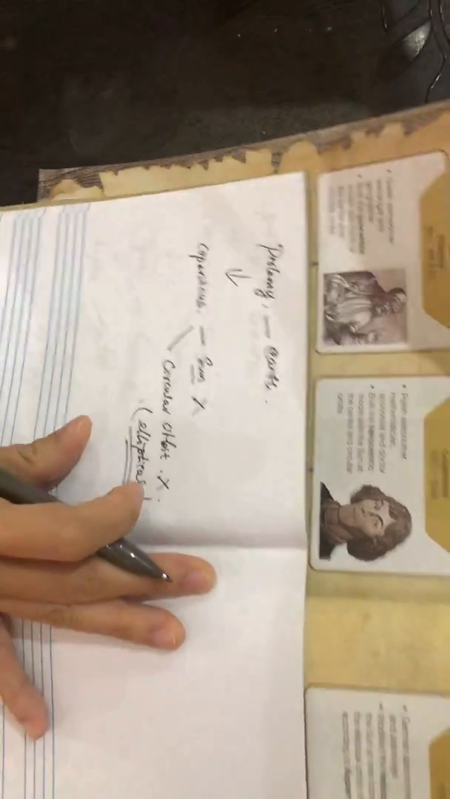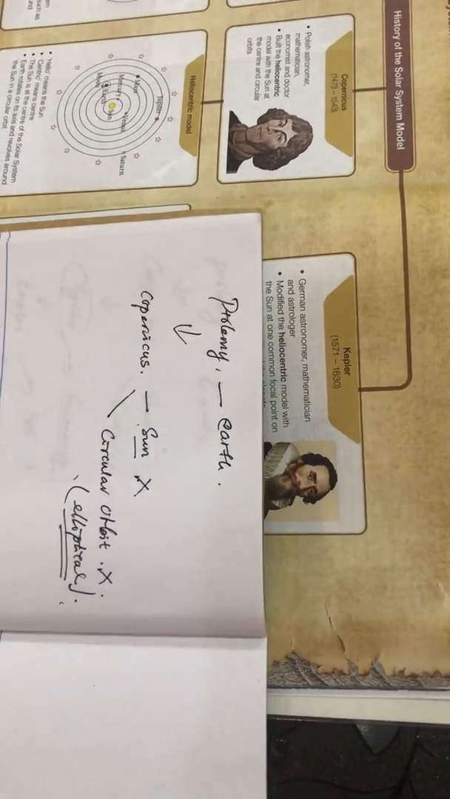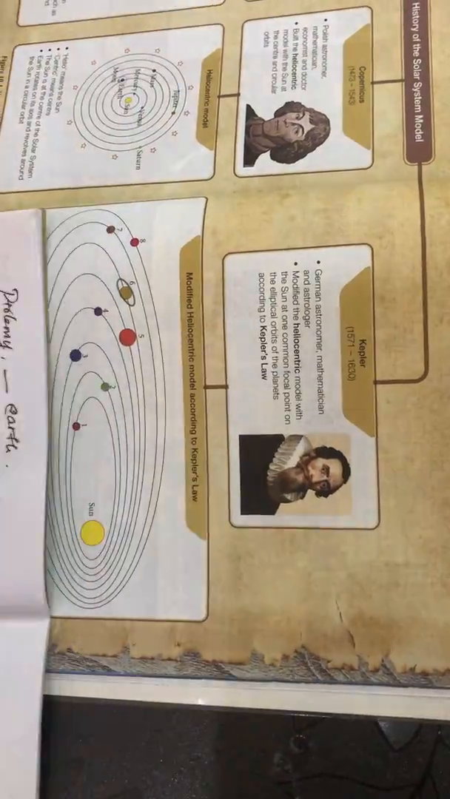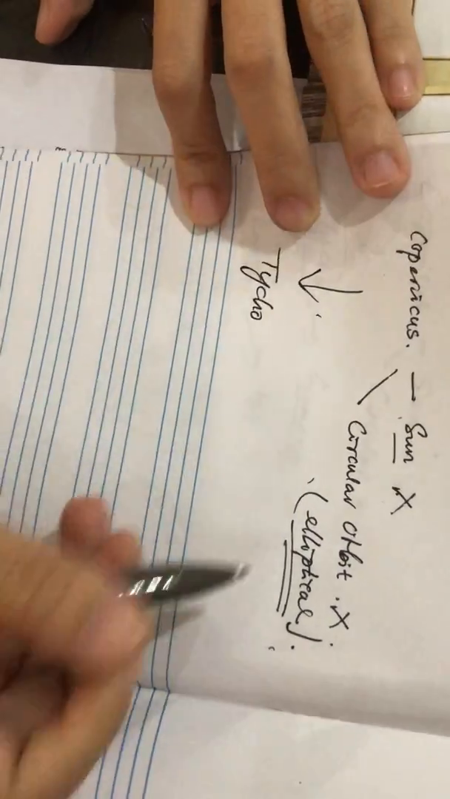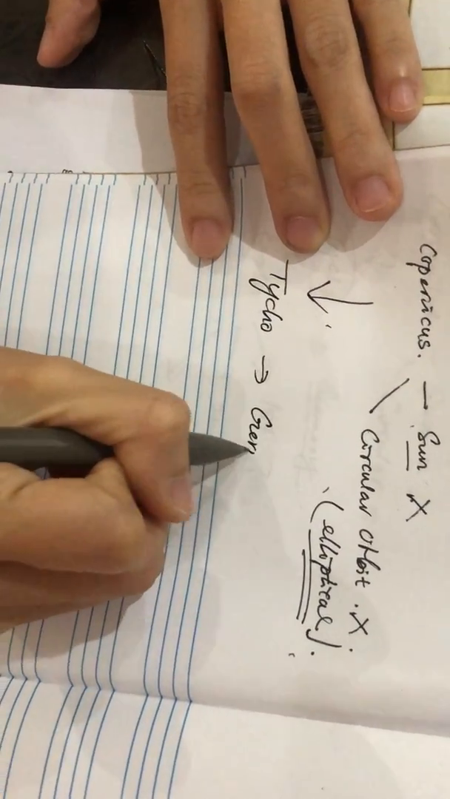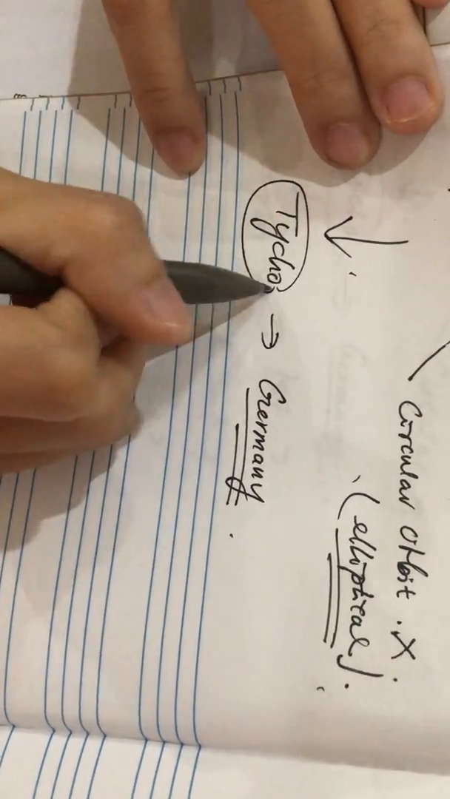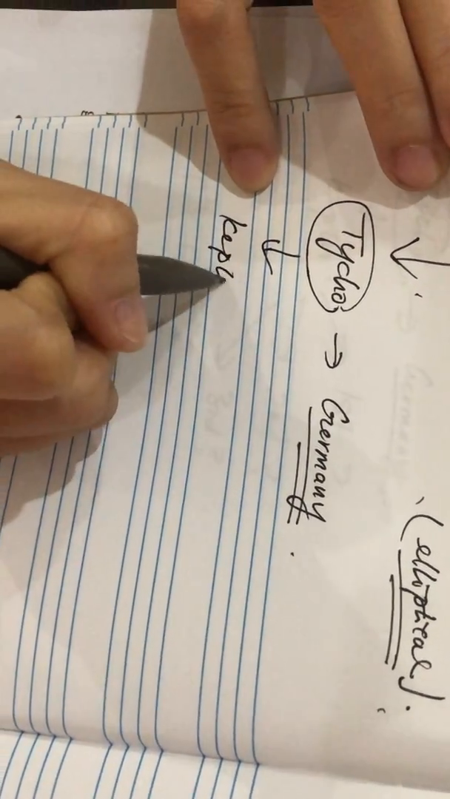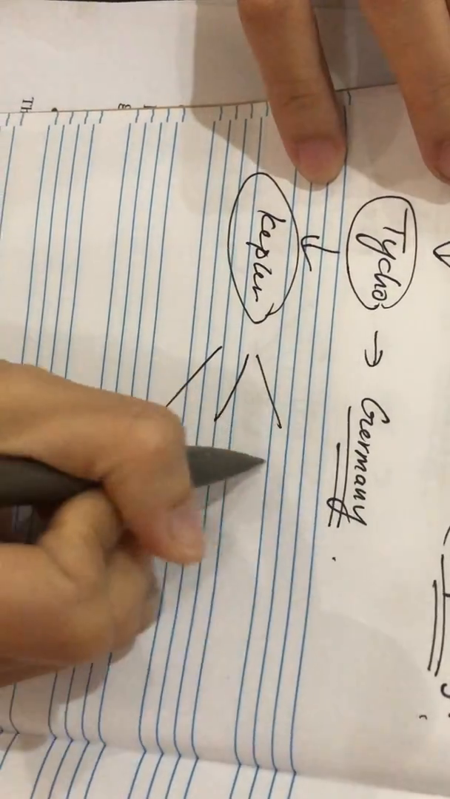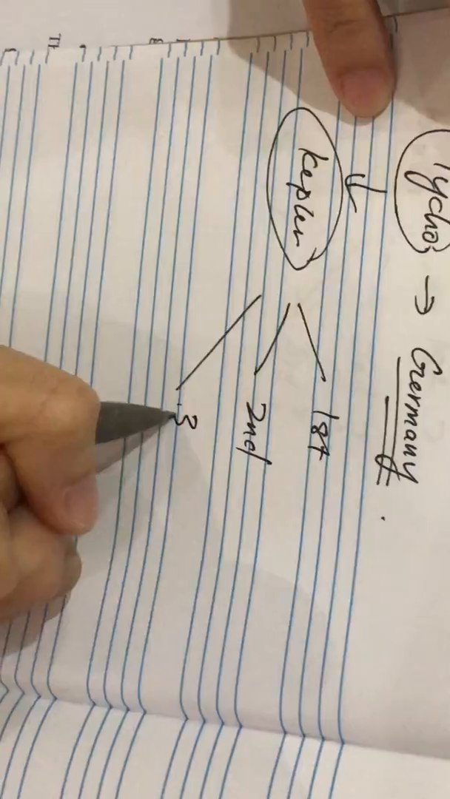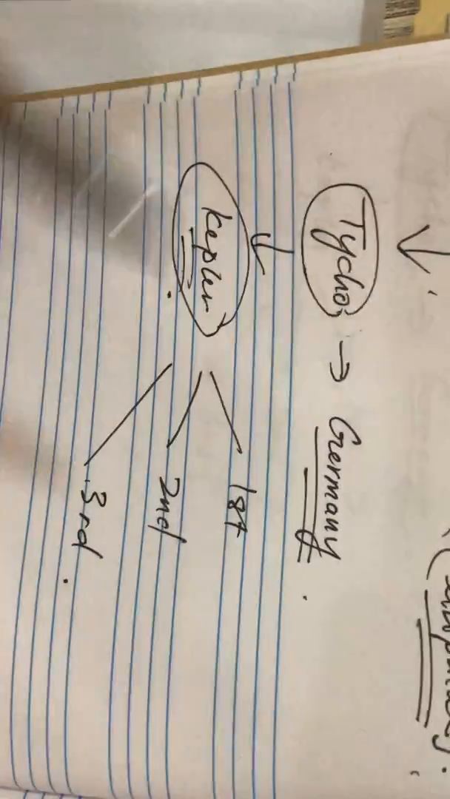After Copernicus, look at the textbook. We have Kepler. Before Kepler, we have another great scientist, Tycho. Tycho was hired by the German king to study the movement of the stars, because at that time they already had a telescope. After Tycho passed away, his student Kepler came. Here we have the three Kepler laws: first, second, and third. Kepler studied his teacher's data and came out with the three laws.